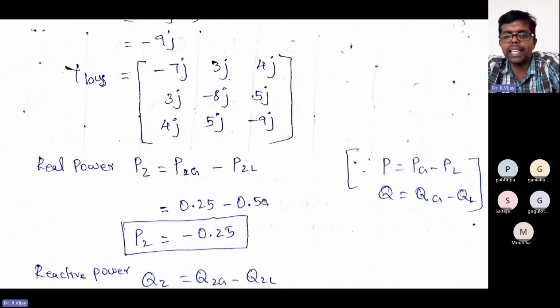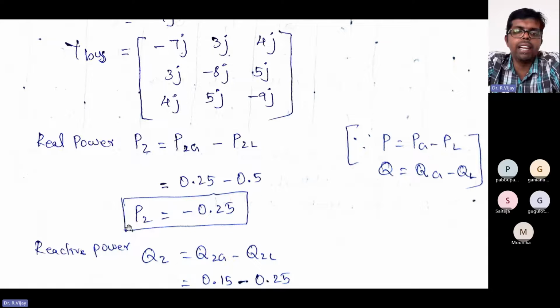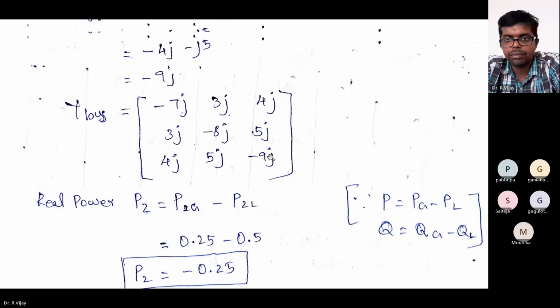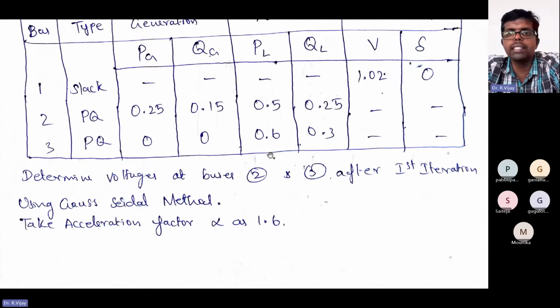Okay, 0.25 minus 0.5. It is minus 0.25. So P2 we calculated. Next, what is the reactive power? Reactive power Q2 is equal to the same formula, QG minus QL. So Q2G minus Q2L. Where to take this from? From the problem. If it is not given, you take that value as 0.